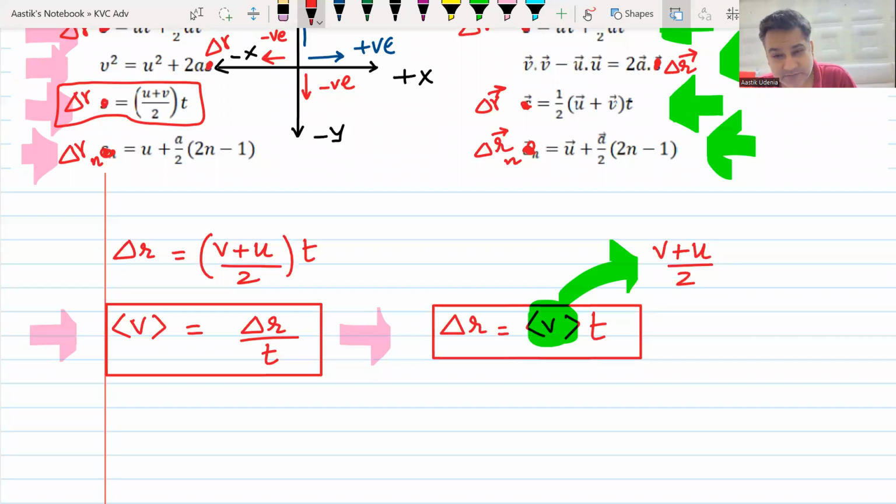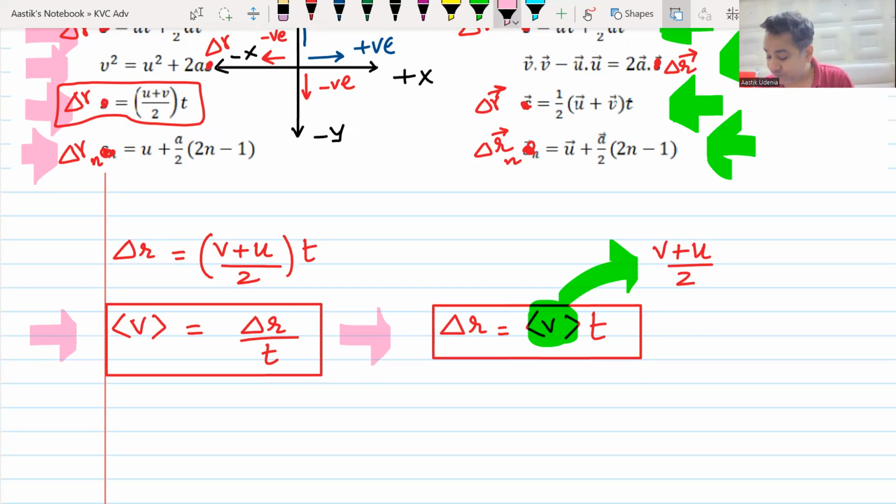So this average velocity becomes (v plus u) by 2, and that is a very brilliant equation. Find out the final velocity, find out the initial velocity, divided by 2. That is your average velocity. But this is only valid when the motion is with uniform acceleration. Do we understand this? Yes, sir.